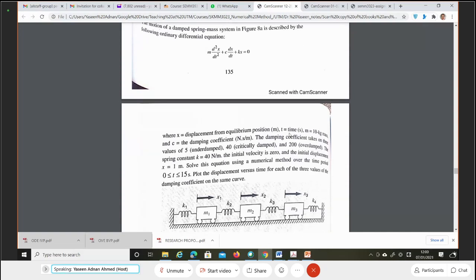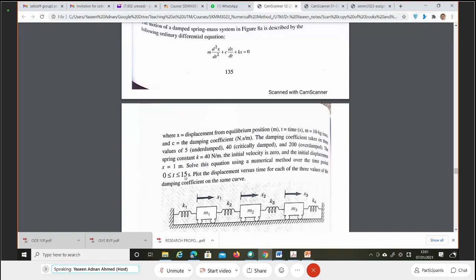Okay. In this case, the value of k is already given. The spring constant k is given. The initial velocity is 0, and the initial displacement x is equal to 1. So when the time is 0, your displacement is 1, your velocity is actually 0. These are the two initial conditions, right? That is IVP. So you solve this equation using a numerical method. That means you have to use Runge-Kutta fourth order over the time 0 to 15 seconds.